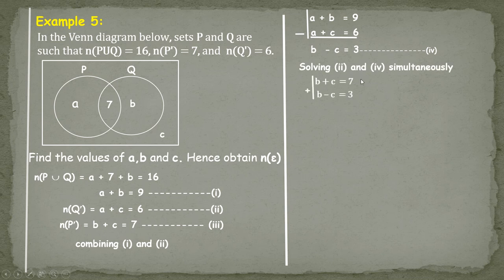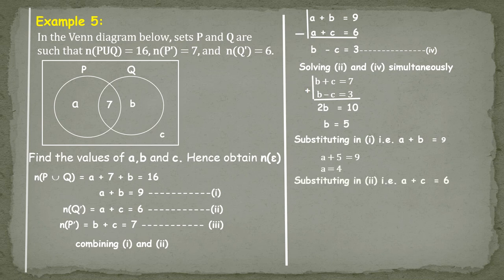You now solve them simultaneously, and my target here is to eliminate C. This is a positive, this is a negative. Different signs, add, because I want to eliminate C. So B plus B, 2B. 7 plus 3, 10. We end up with the value of B as 5. Now once you get B as 5, substitute it in the first equation. So we shall have A as 4. Now substitute in the second equation, shall get the value of C as 2.